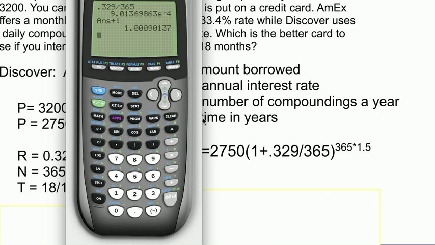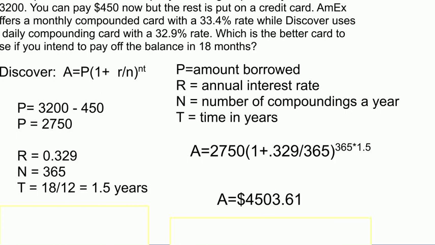Okay, that's being raised to the following power. 365 is N, the number of compoundings in a year. For how long? For 1.5 years, or 18 months. But we need to use time in years for compound interest. So all this business over here, in parentheses raised to an exponent, gives us 1.6376. Multiply that times the P value, which is 2750, and you get an actual payment amount of $4,503.61.